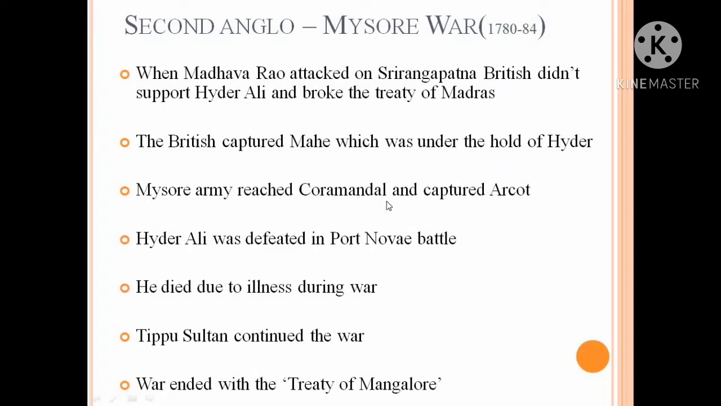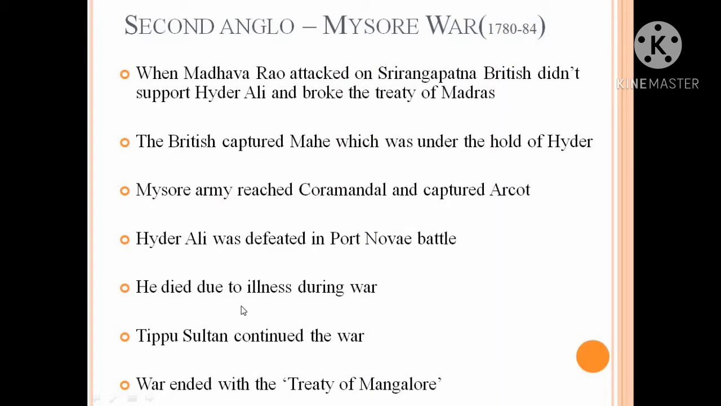And the Mysore army reached Coromandel and captured Arcot. See, the war is going on. And Hyder Ali was defeated at the Porto Novo battle. At this time, he was not feeling well. He was suffering from a bone problem on his back, that is cancer. While fighting against the British at Porto Novo, because his pain and the cancer increased, because of his illness, he died during the war. Not because of the British, he died because of his illness.